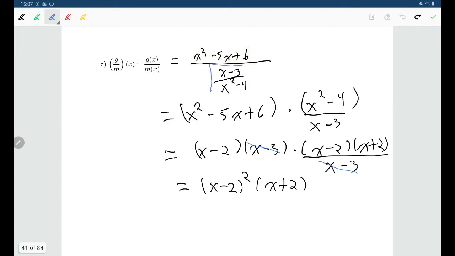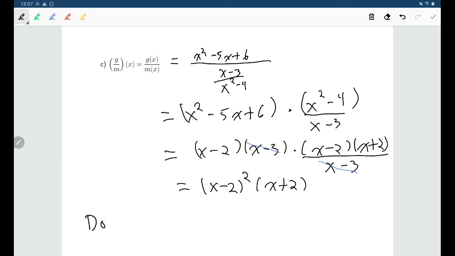But we know that m has two excluded values. X cannot be 2, x cannot be negative 2, otherwise m is undefined. Also, if we're looking here, if you were to let x be 3, then the numerator would be 0, which would make the entire thing 0. In other words, you would now be dividing by 0. So, as it turns out, there are 3 values of x that we need to exclude for this.